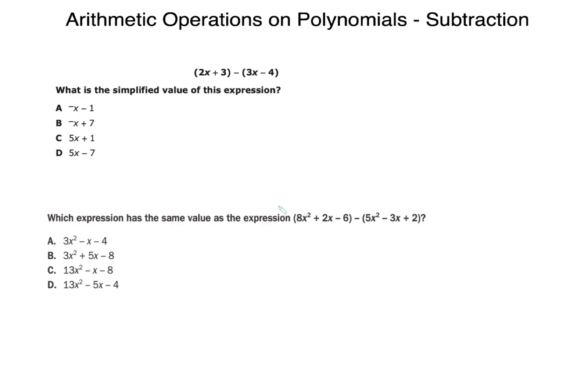Today's class is going to focus on arithmetic operations on polynomials using subtraction, a high emphasis topic on the TASC examination. Let's begin. The first problem we have is 2x plus 3 minus 3x minus 4. What is the simplified value of this expression?